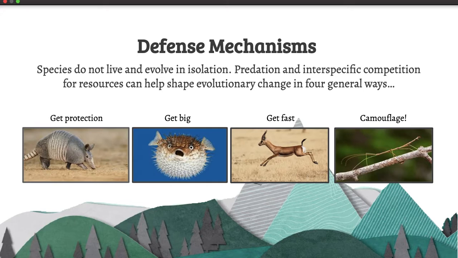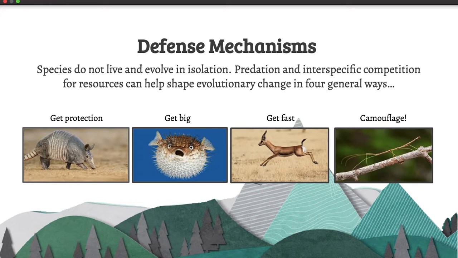These are four different ways. We can have protection, like the armadillo. He's got armor on to protect the inside of his body, so it's hard to get to the parts where an animal might want to eat. Blowerfish are really small and then they can blow up and make themselves a lot bigger. They've also got spikes on them, which doesn't make them seem very tasty for a species to eat.